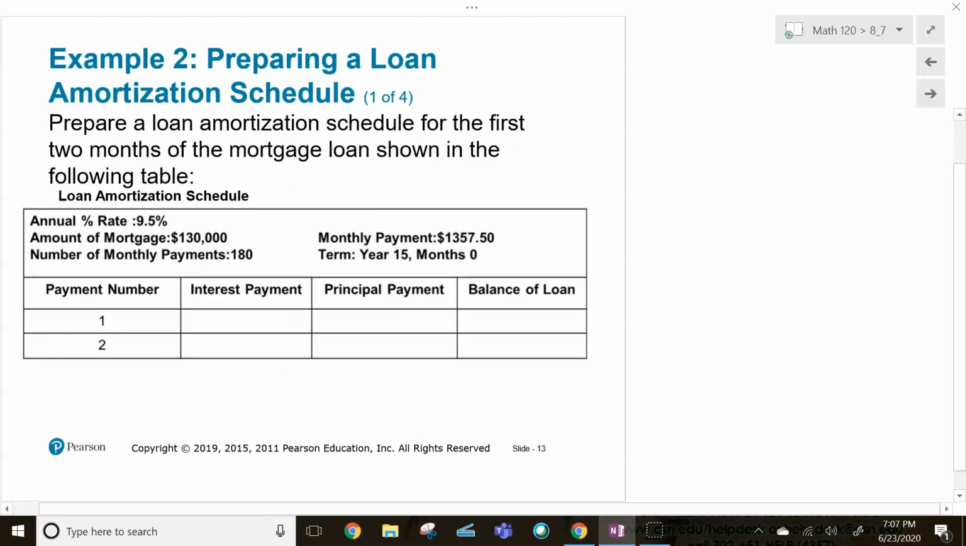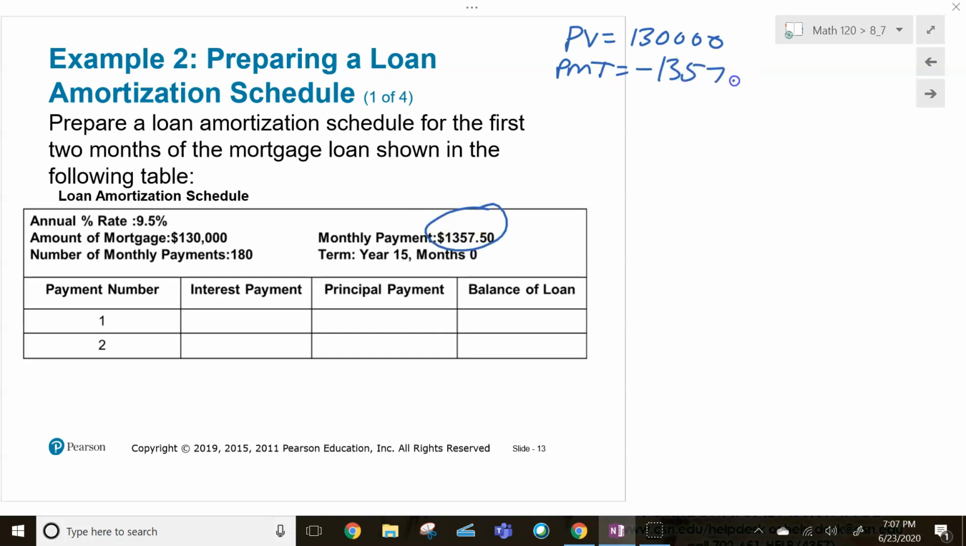Okay, so let's do an amortization schedule with this situation. So we have an annual rate of 9.5%. Okay, we're going to put all this into our calculator. We're going to put in our present value. We're taking out a loan for 130,000. The payment we're going to use right here is to put in negative 1357.50. Okay, so we're going to use their payment here.